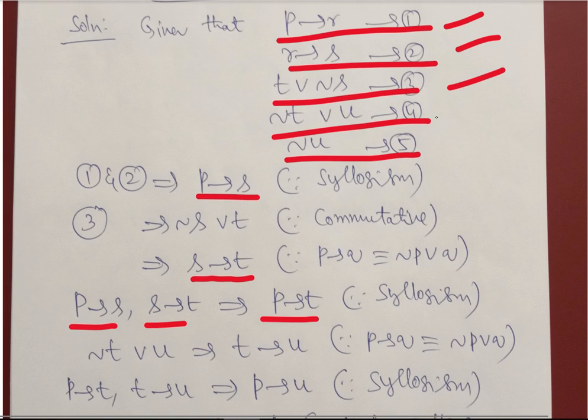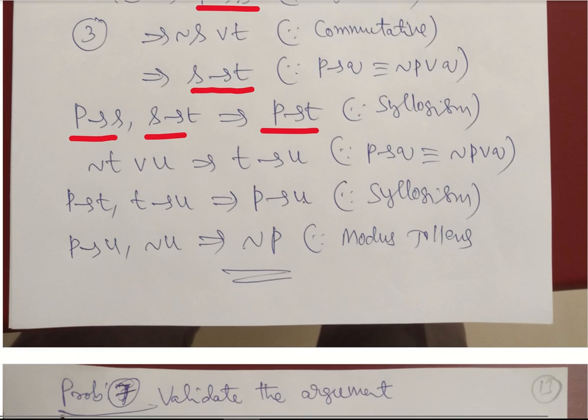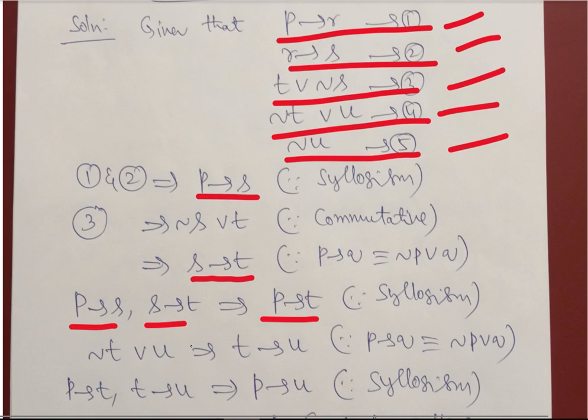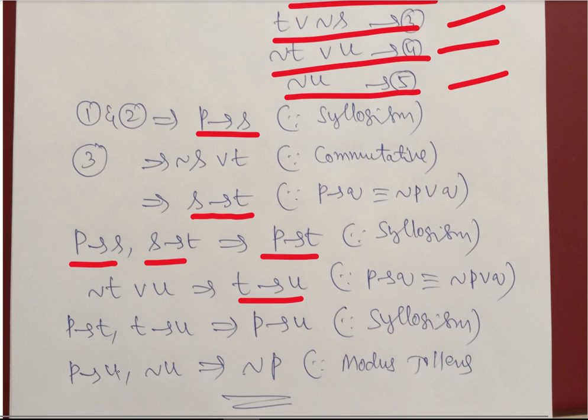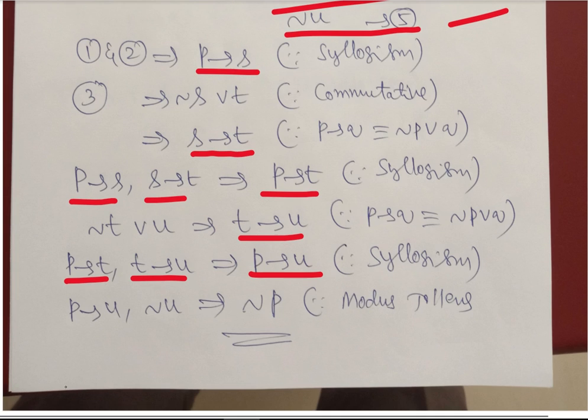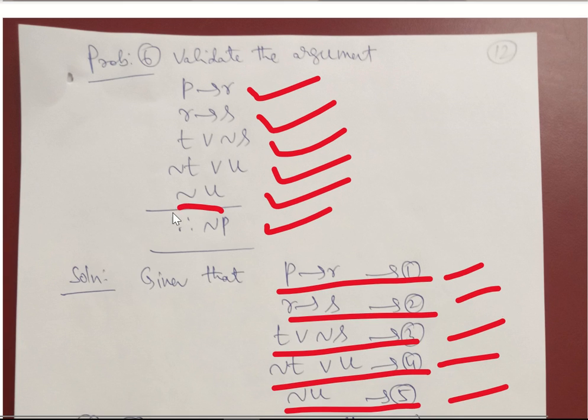We are left with statements 4 and 5. So what are 4 and 5? Negation T or U. Again I can represent this using P implies Q is equal to negation P or Q format. It becomes T implies U. So I know P implies T, T implies U, I can get P implies U. Next we have P implies U and negation U. Negation U means modus tollens, which gives us negation P, contrapositive. So negation P is the result. This is what we were supposed to prove, and we could prove it.